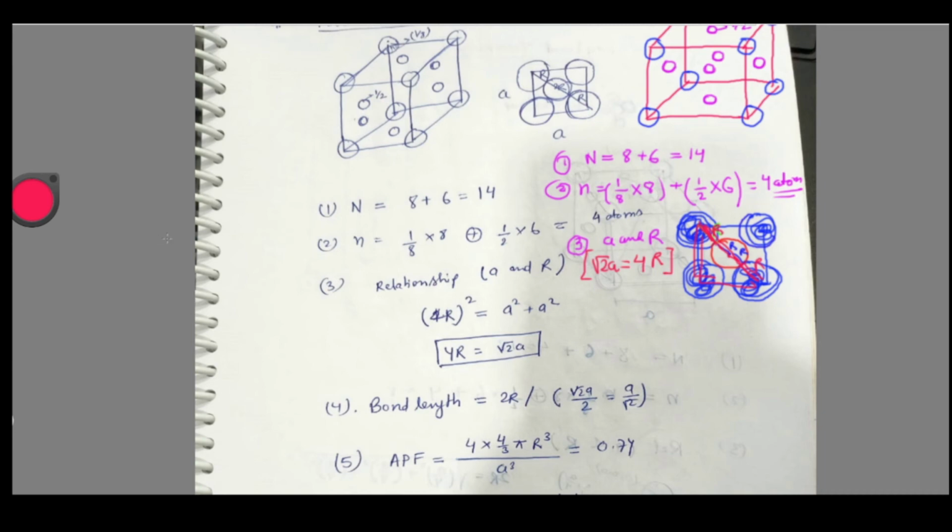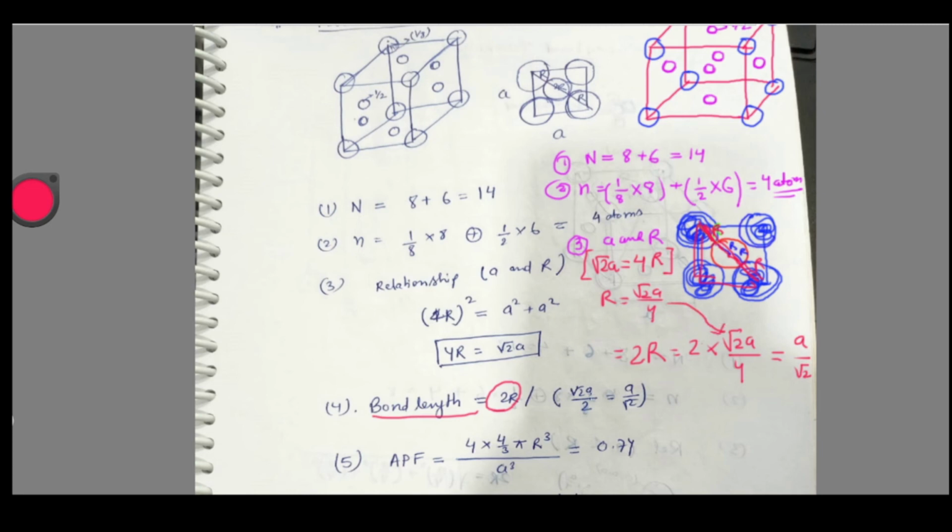Okay, 4r is equal to root 2 a, and we know the bond length is 2r. In place of r we can write root 2 a by 4, which means a by root 2. From here we got r is equal to root 2 a by 4.